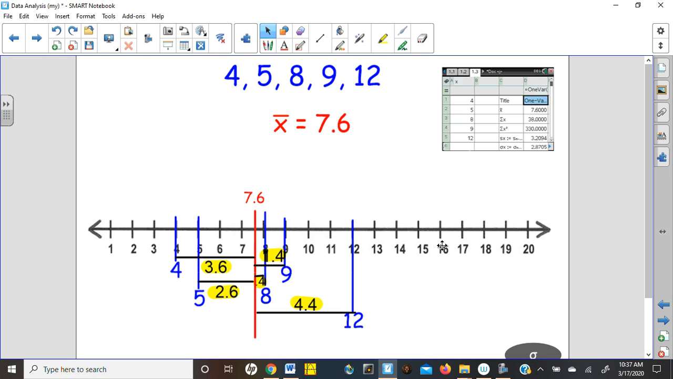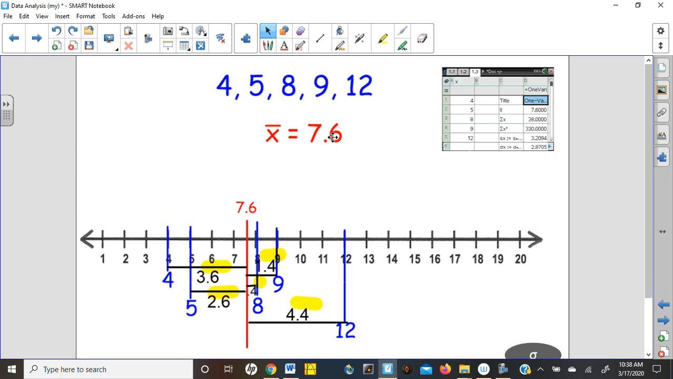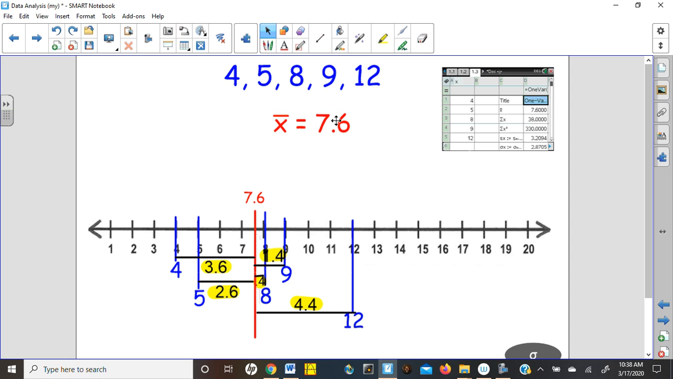But here's my example. I just made up 5 quick numbers. I found the mean, and then on a number line, I showed you where that mean was. It was right here at 7.6. So that's right here. I then plotted the other 5 points, the original 5 data points, along the number line. Okay, no big deal so far.